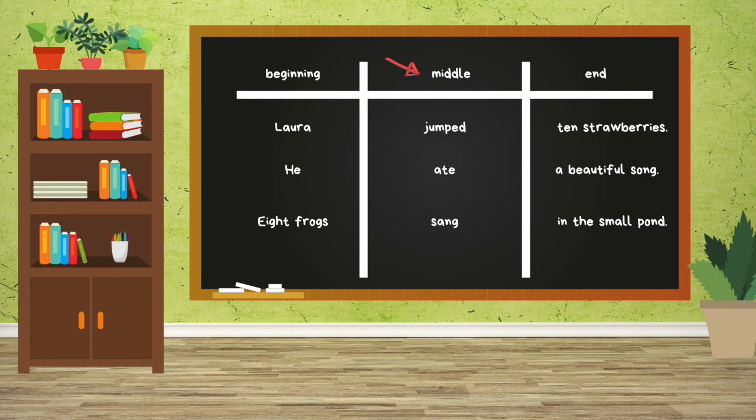Next, our red arrow shows us the middle. These are the section of words that we'll use second. Now, this column of words is labeled end. These are the words that we will use last to complete our sentence. Let's try to do one together.